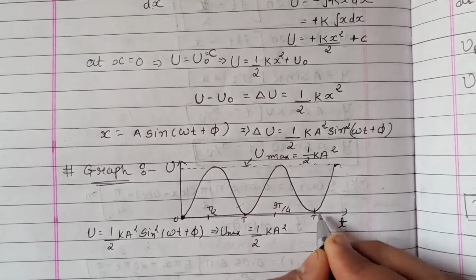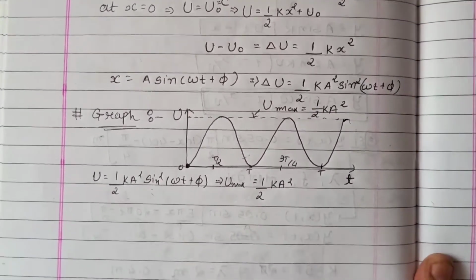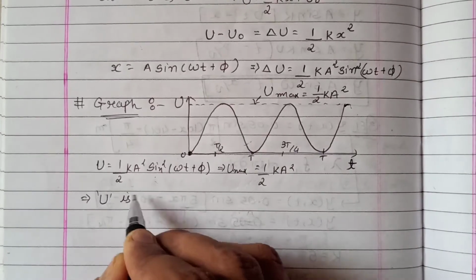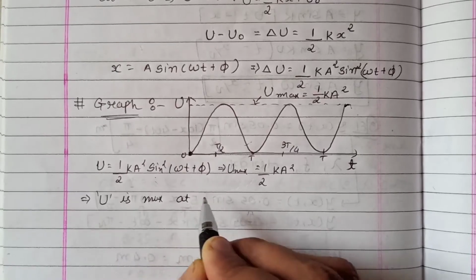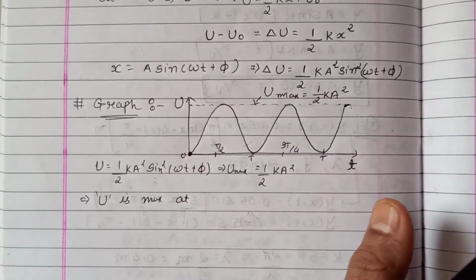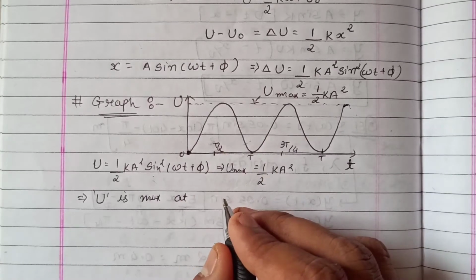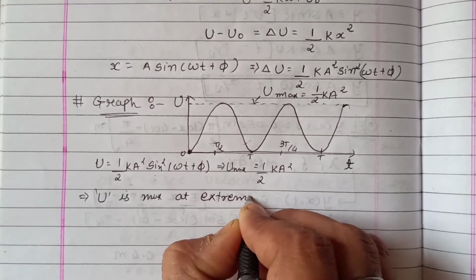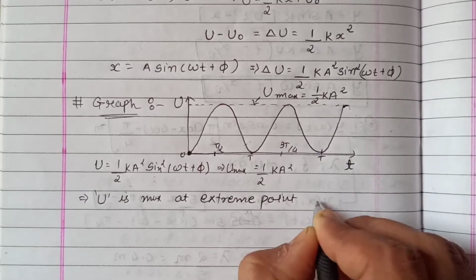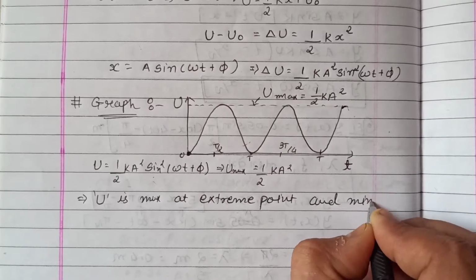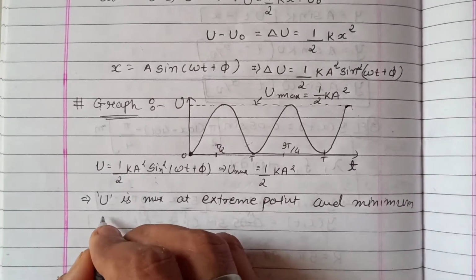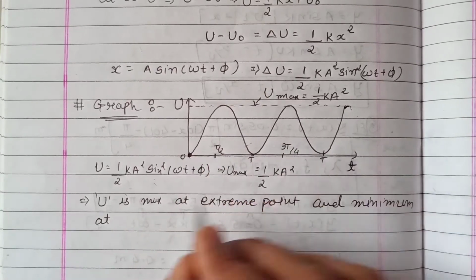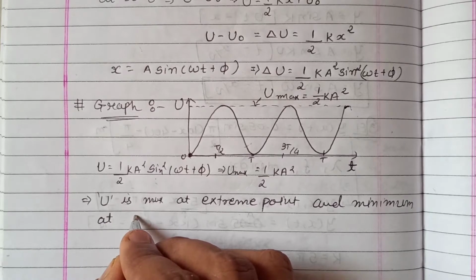here the T. Okay, from this graph, the conclusion of this graph is that the potential energy is maximum at the extreme point and minimum at the mean position.